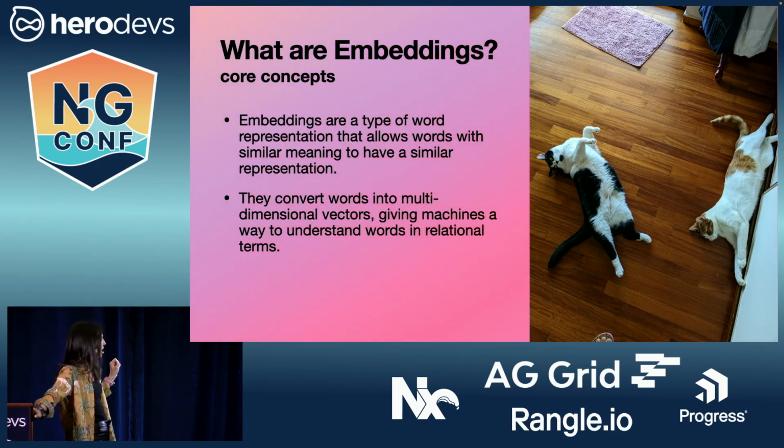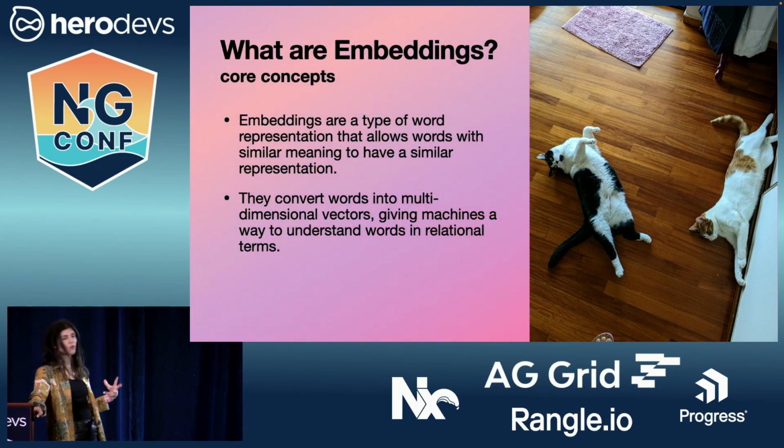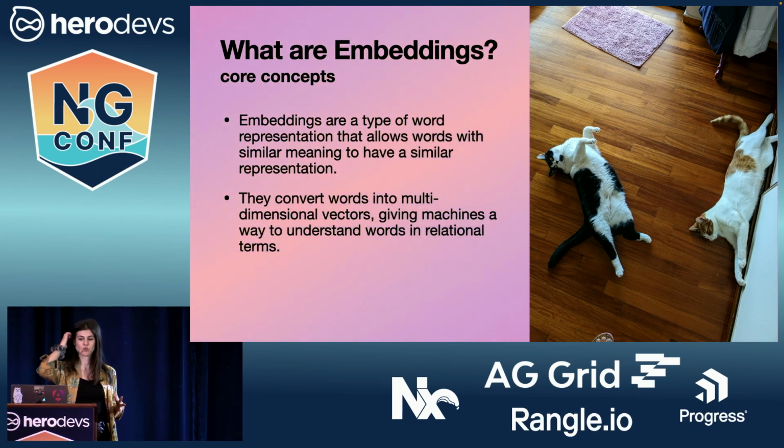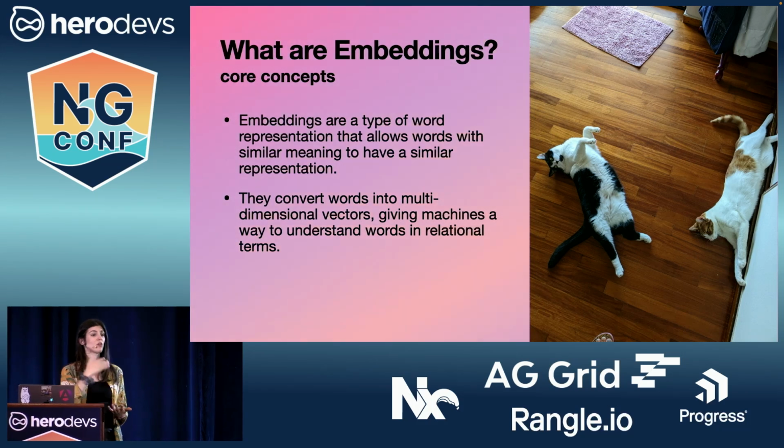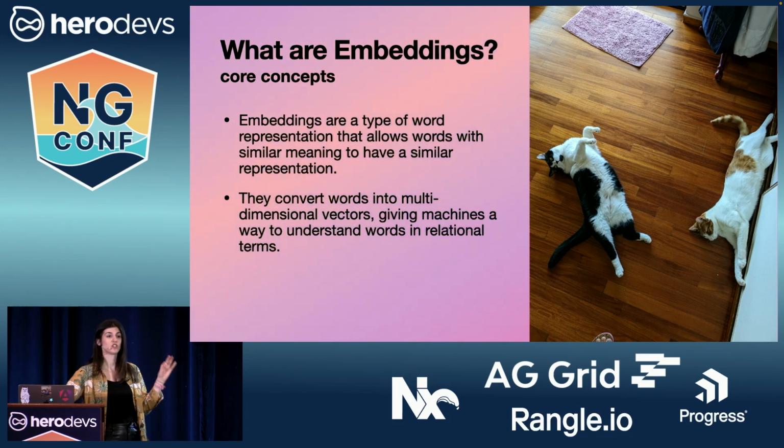So embeddings are a type of word representation that allows words with similar meaning to have a similar representation, as I explained. They convert words into multidimensional vectors, arrays of numbers, giving machines a way to understand words in relational terms.